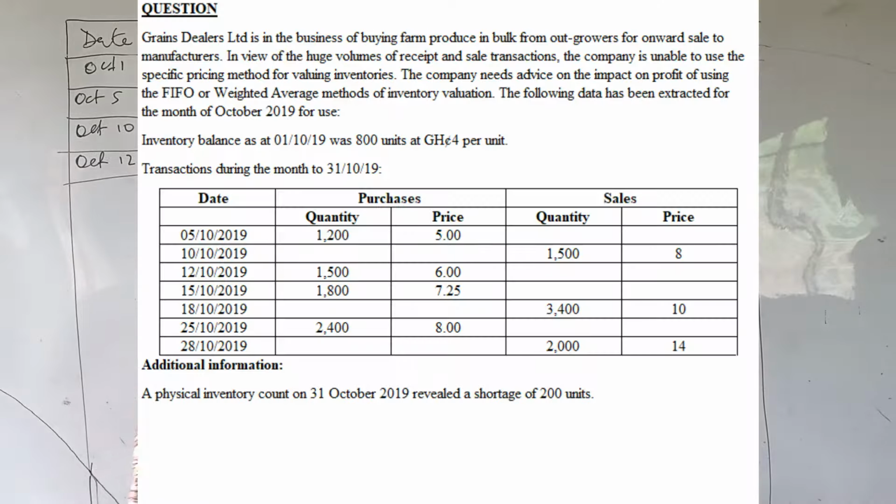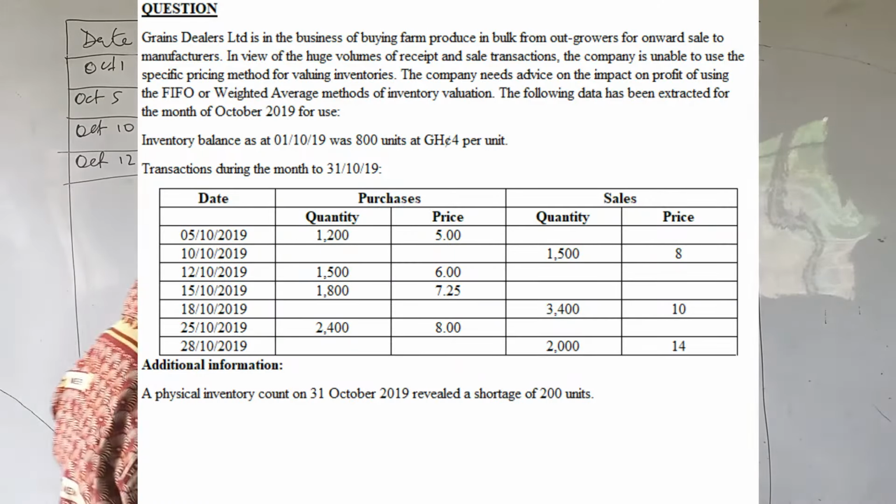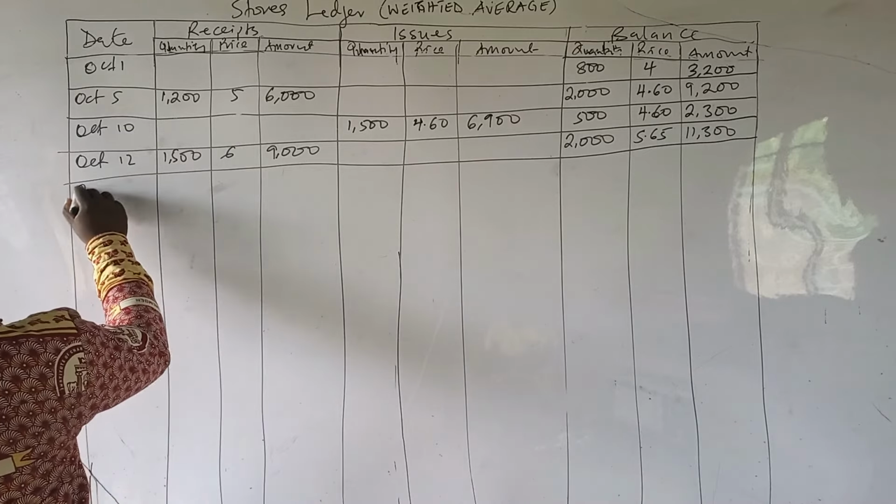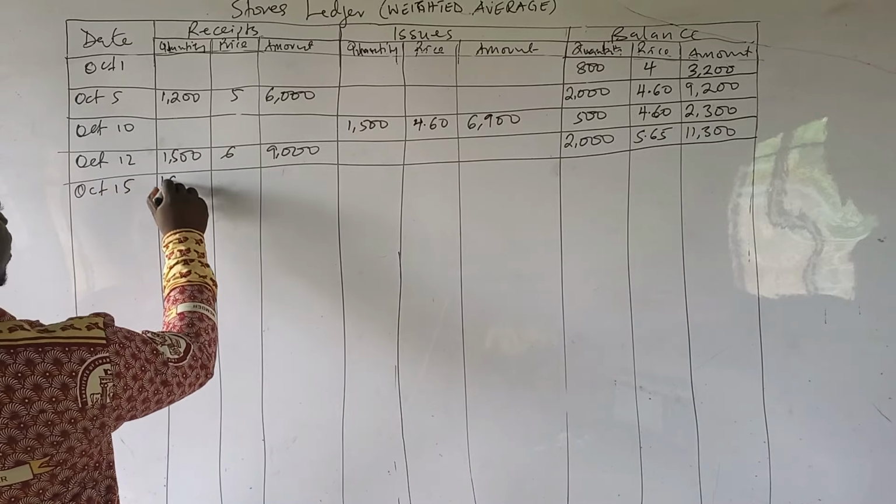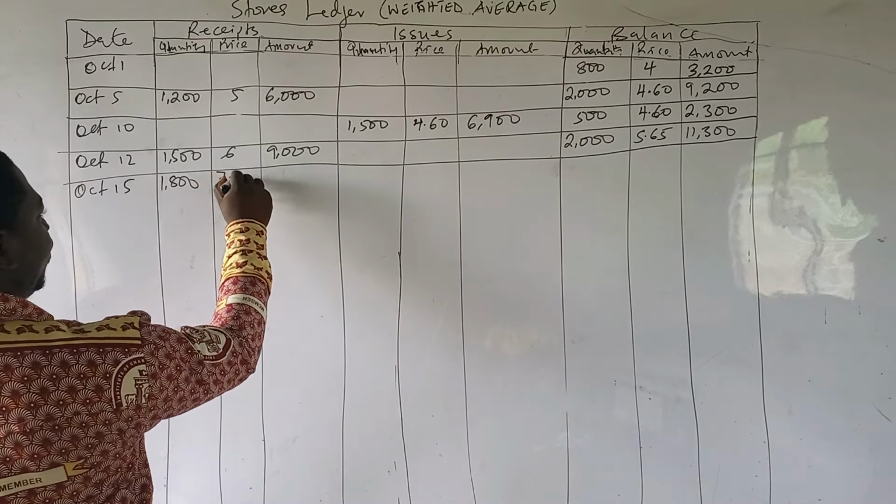All right, so the next transaction is on the 15th, which is also a purchase, which is a receipt of 1,800 at 7.25. So October 15th, 1,800. The unit price is 7.25.